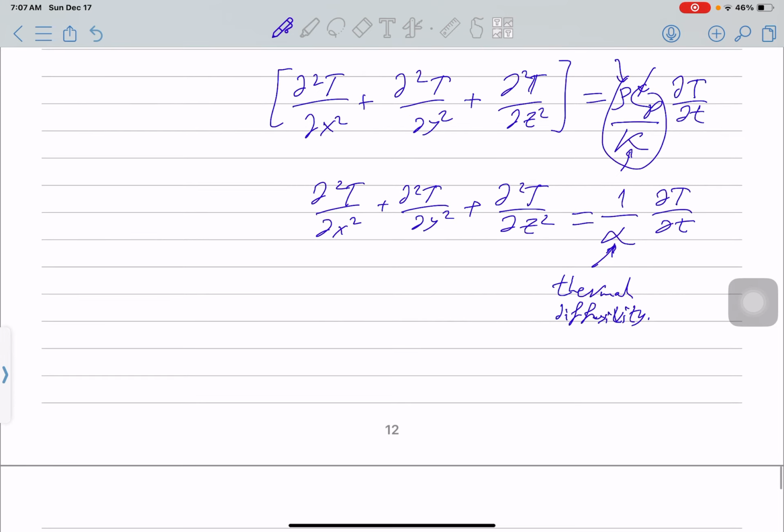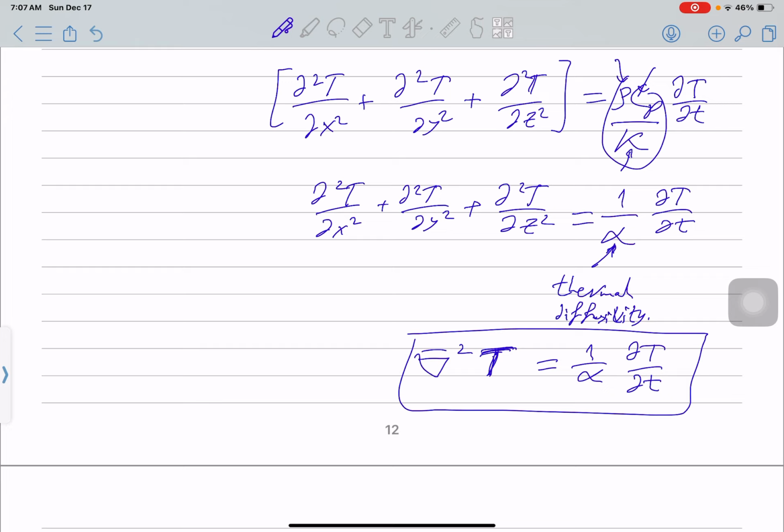This equation may be written in a more compact form by using the Laplacian operator. We will get 1 over alpha partial temperature by partial time. This is the conservation equation of three-dimensional solids.